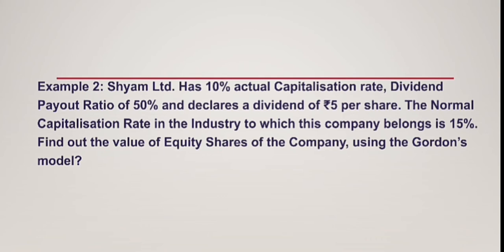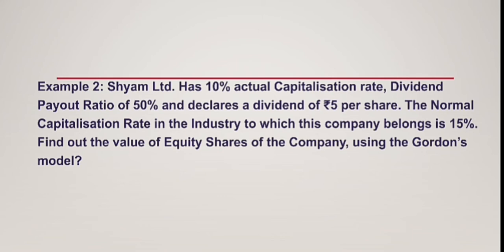So we have to use the second main formula, that is D upon K minus G. Now, the normal capitalization rate in the industry to which this company belongs is 15%. Normal capitalization rate is 15%. That means R is given. Find out the value of equity shares of the company using the Gordon model of dividend policy.